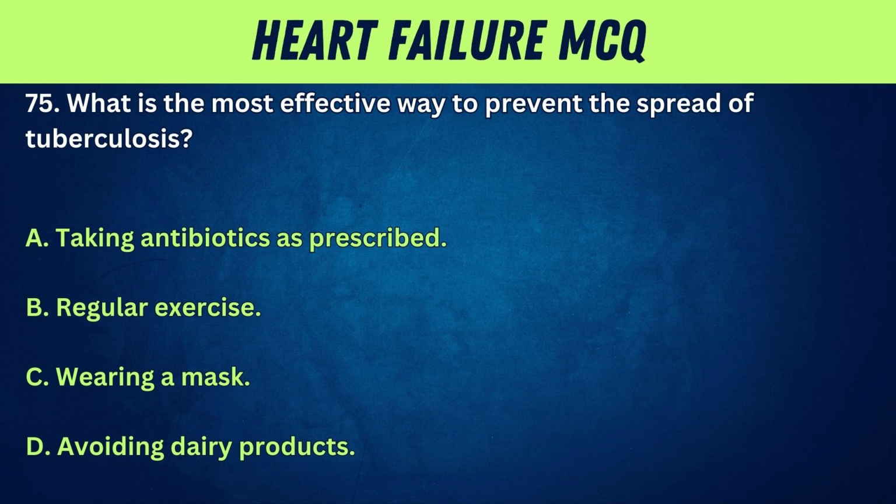75. What is the most effective way to prevent the spread of tuberculosis? A, taking antibiotics as prescribed. B, regular exercise. C, wearing a mask.